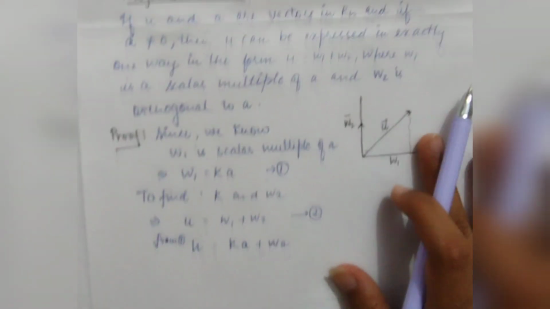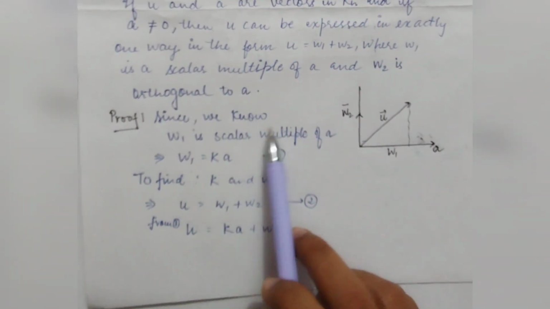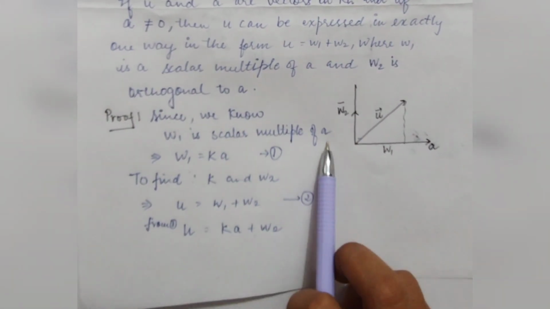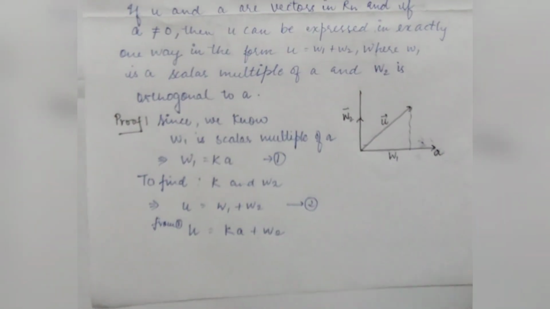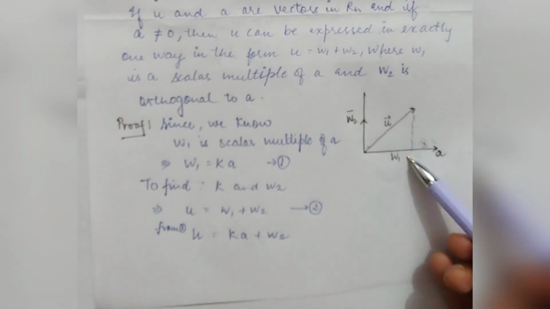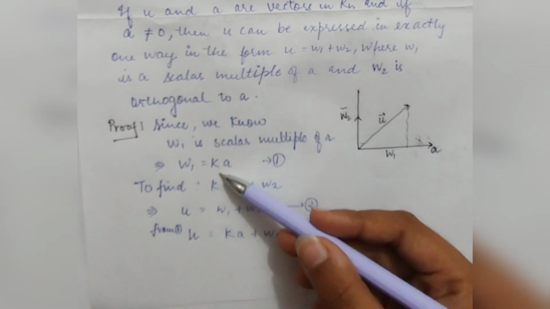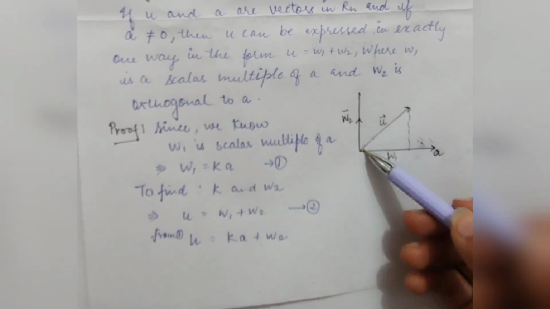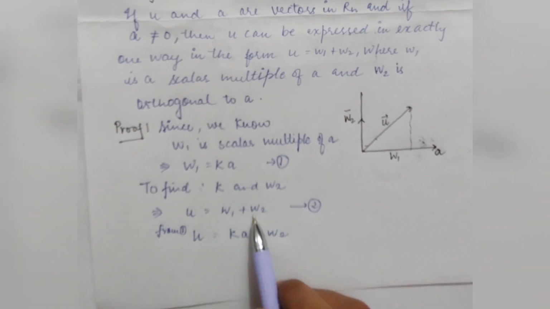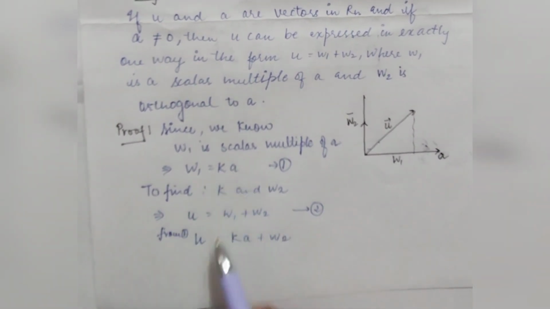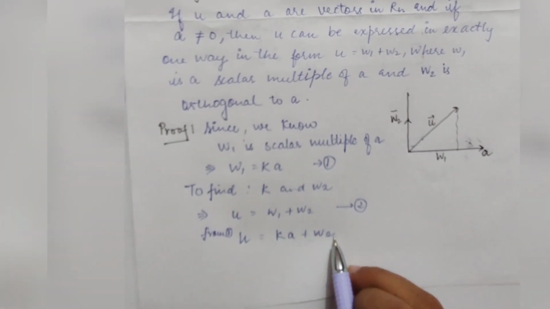So in the proof, we are having the same concept as the orthogonal projection. Since we know w1 is the scalar multiple of a, then we can write w1 equal to ka. As we are getting w1 equal to ka, the remaining part we have to find is k and w2. So to find these, we can write u as a sum of w1 and w2. From 1, on putting the value, u equal to ka plus w2.